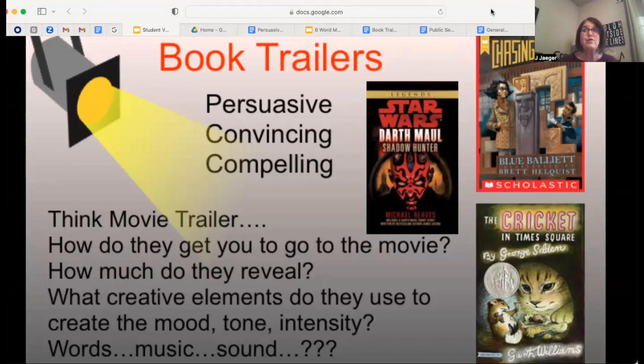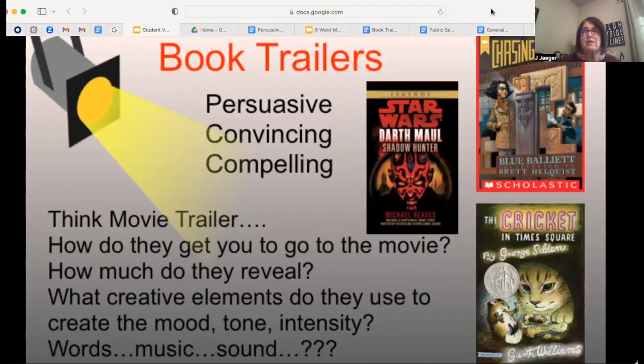Because if you think about it, if you see a movie trailer, I always ask the students, how did they convince you to go see the movie? What did they reveal? Did they tell the whole story? What creative elements did they use? How did they create the mood, the tone, the intensity? What creative things did they do to make you stop and pay attention?